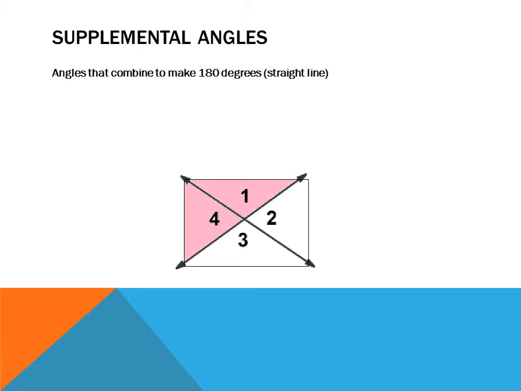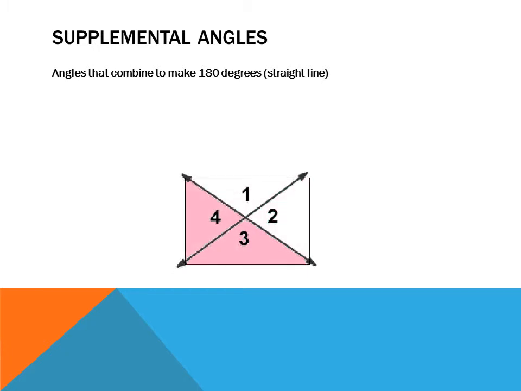Okay, well, 4 and 1 make a straight line. 1 and 2 make a straight line. 2 and 3 do as well. And 3 and 4. So we have 4 sets of supplementary angles with these.